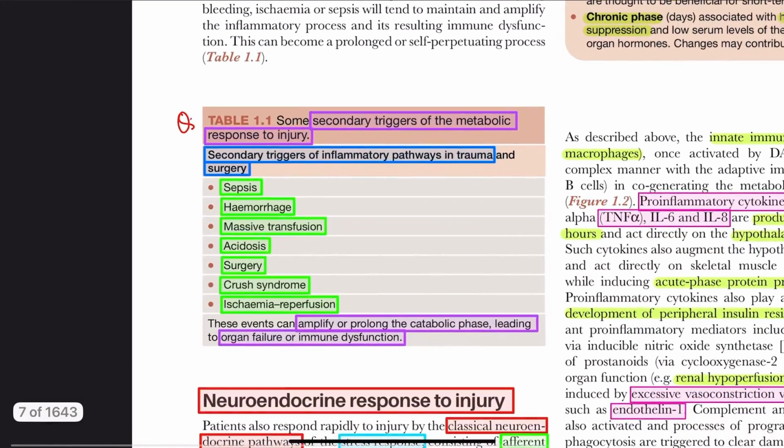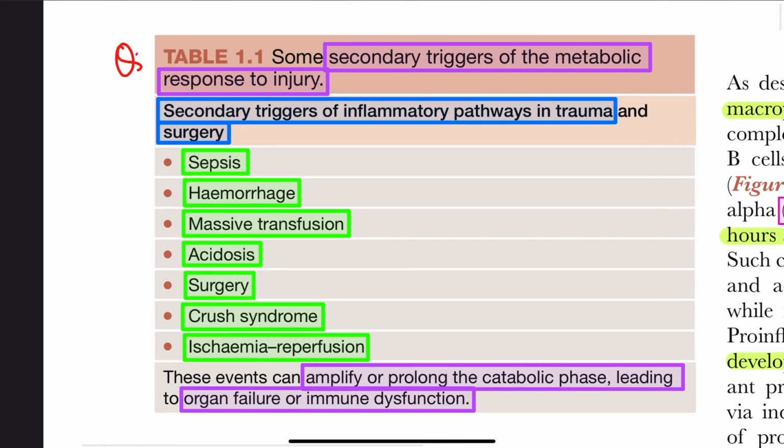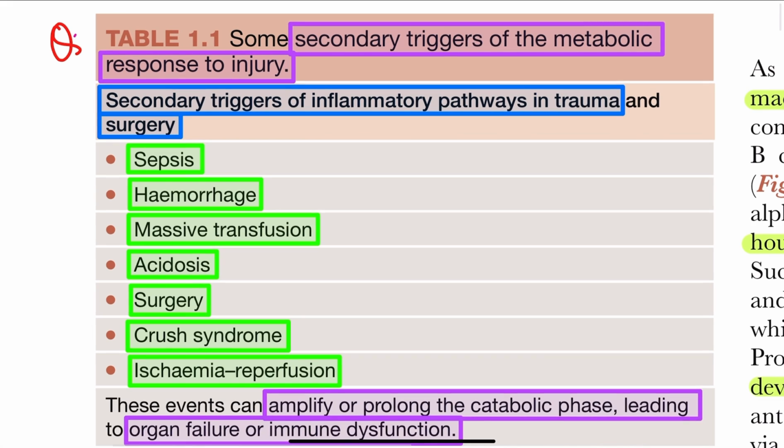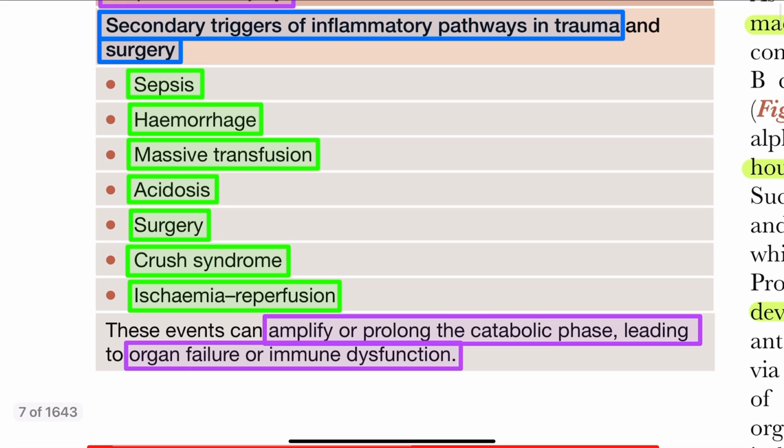The last part of this is some secondary triggers of the metabolic response to injury. Secondary triggers of the inflammatory pathway in trauma and surgery are sepsis, hemorrhage, massive transfusion, acidosis, surgery, crush syndrome and ischemia reperfusion. They amplify or prolong the catabolic phase, leading to organ failure or immune dysfunction. So it is part of the catabolic phase.